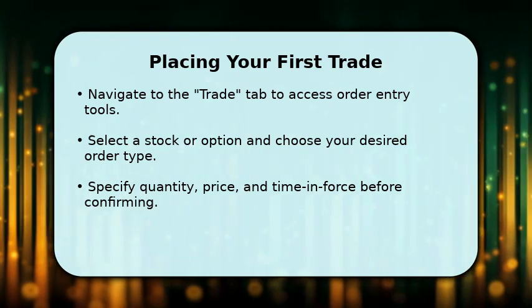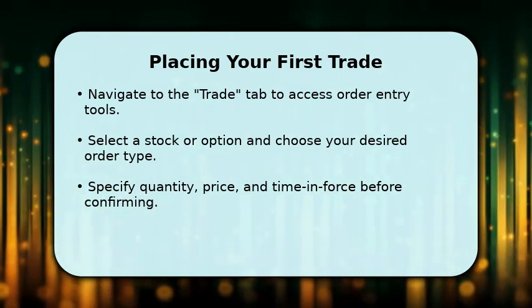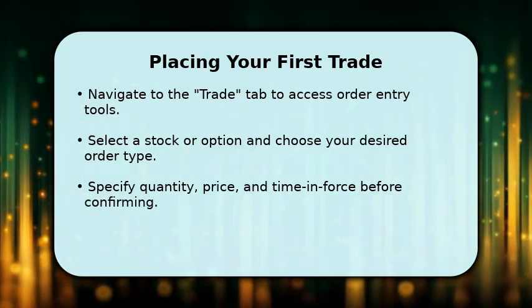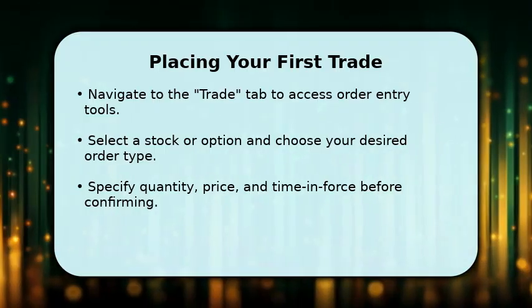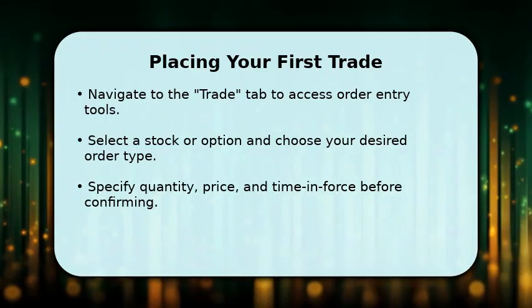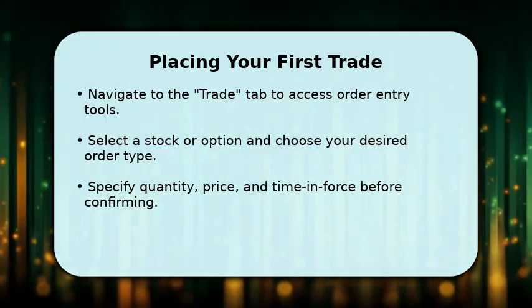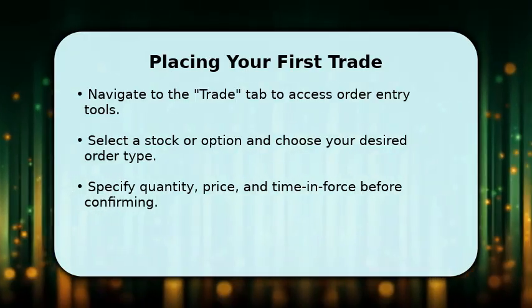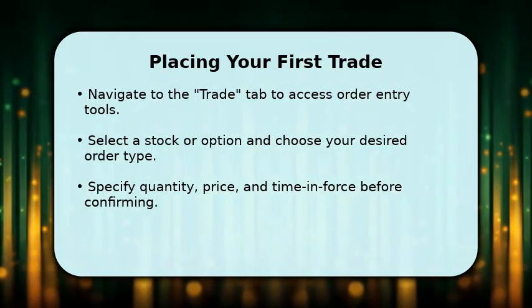Now, let's place your first trade. Head over to the Trade tab, where you'll find all the necessary order entry tools. Select the asset you wish to trade, whether it's a stock or an option. Choose your order type, such as a market order or a limit order, and then specify the quantity and price. Always double-check your order details before confirming to ensure accuracy.